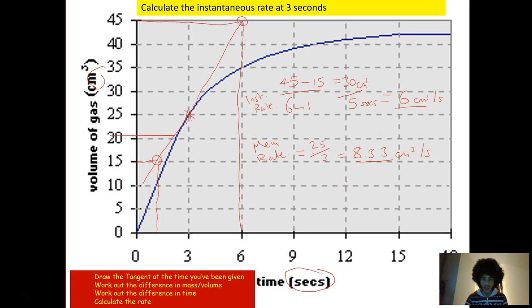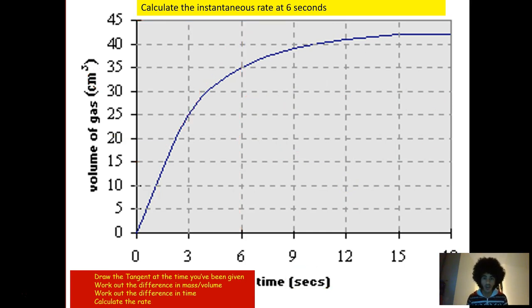Now, if we try a different example with the same graph, instead of 3 seconds, we're going to try it at 6. Again, it's the same procedure, except we're doing it at different times. So we're going to do it here at 6 seconds. I follow the first step, which I was given before, which is to draw the tangent. So I'm going to draw a tangent here. Again, when you do it, please do it with a ruler.